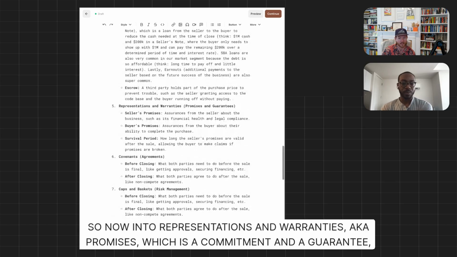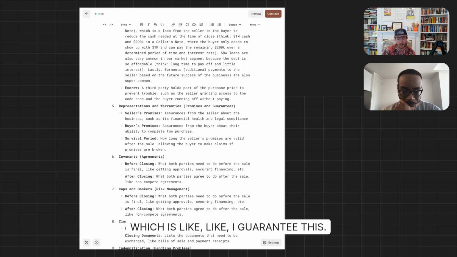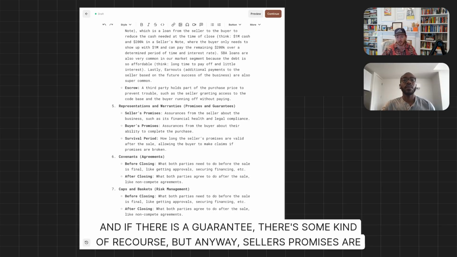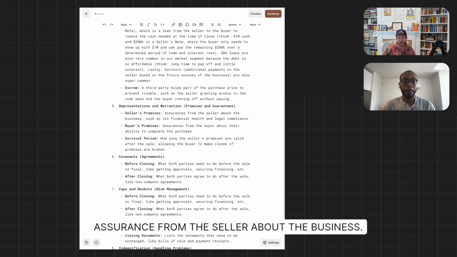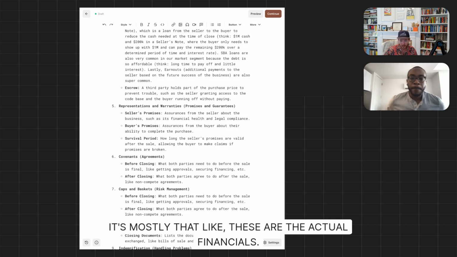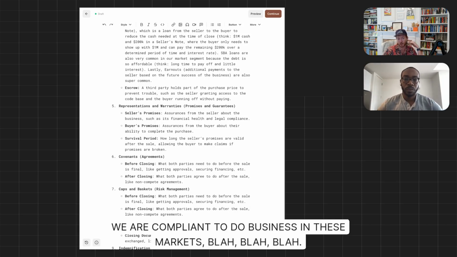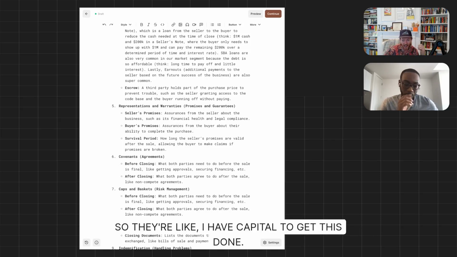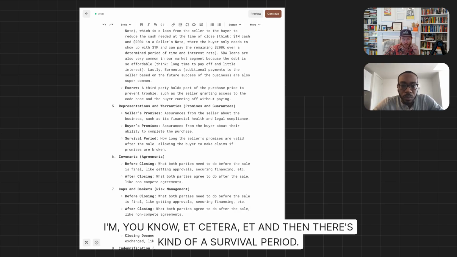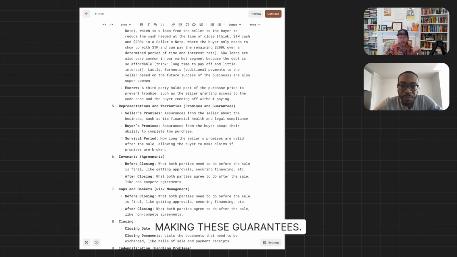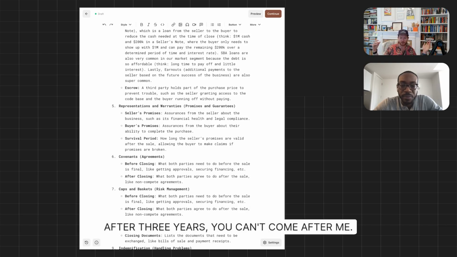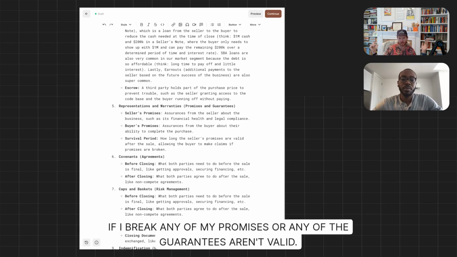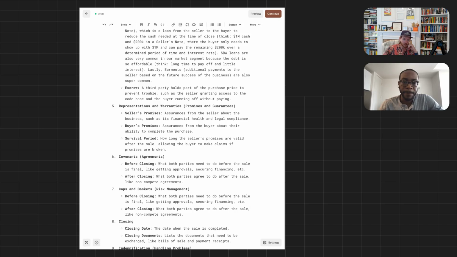All right, now into representations and warranties, AKA promises, which is a commitment, and a guarantee, which is like, I guarantee this. If there is a guarantee, there's some kind of recourse. Seller's promises are assurances from the seller about the business: these are the actual financials, we are compliant to do business in these markets, and so on. Buyer's promises are basically that they can get the deal done: I have the capital to get this done. Then there's a survival period. I'm making these promises and guarantees, and after 3 years you can't come after me if I broke any promises or any guarantees aren't valid. So there's a survival period. Anyway, we'll leave it at that.